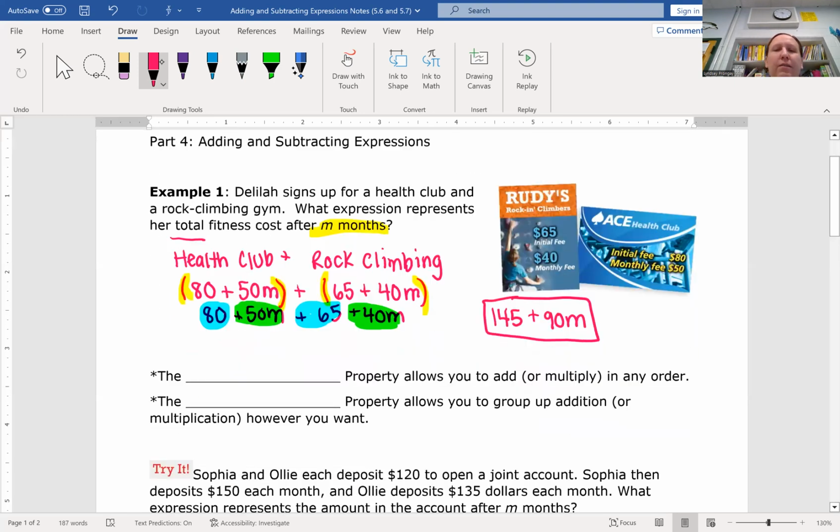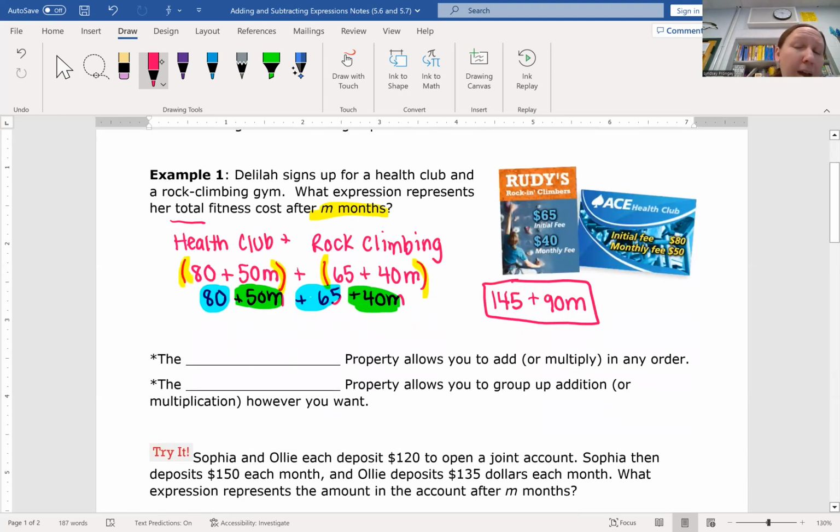Okay. A couple of vocab words here. You have heard about these before, and honestly, they're not super important to know, but I think it's important to note because the reason this works, why you're allowed to take out these parentheses and combine together these like terms, is these properties that you've learned in the past. So the commutative property allows you to add, in this case, but also multiply if you only have multiplication, in whatever order you want.